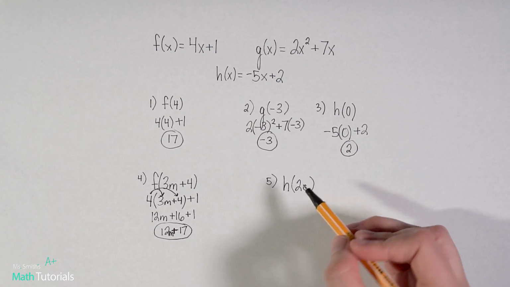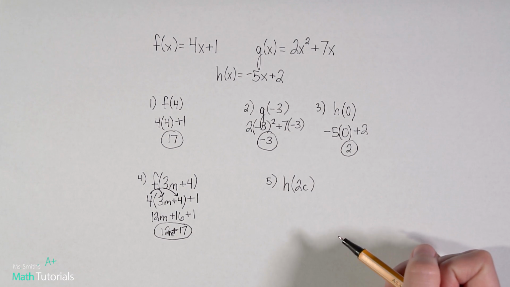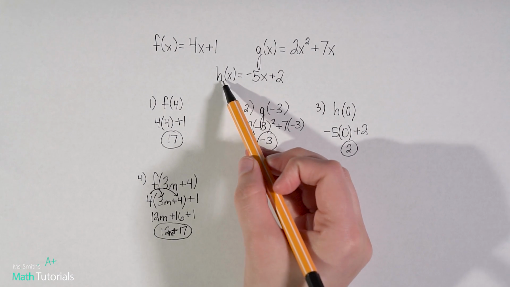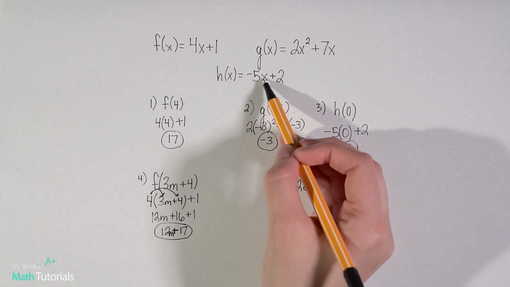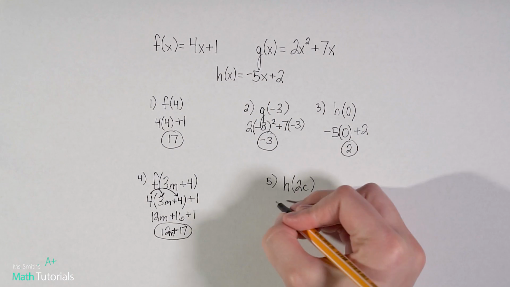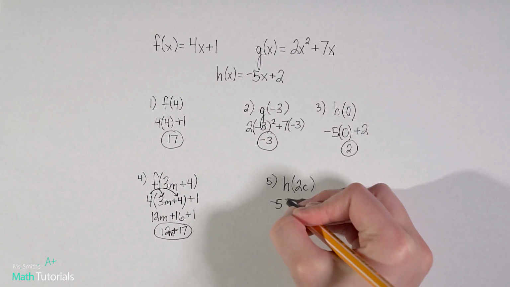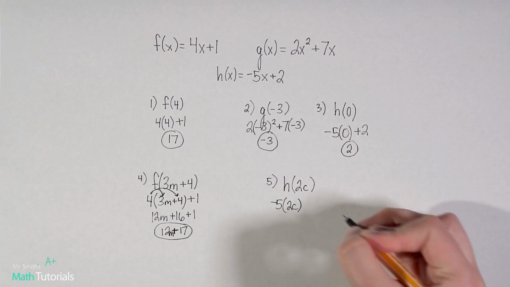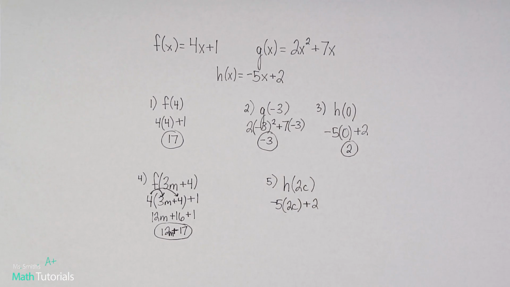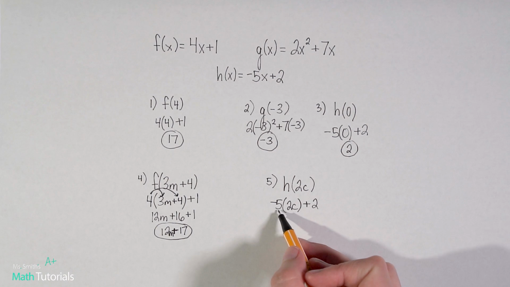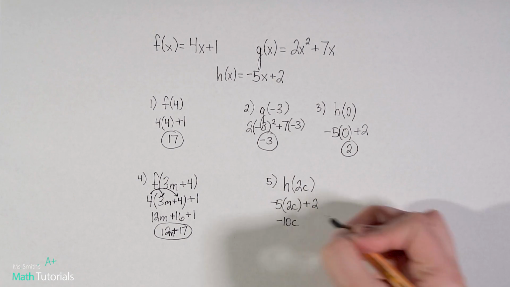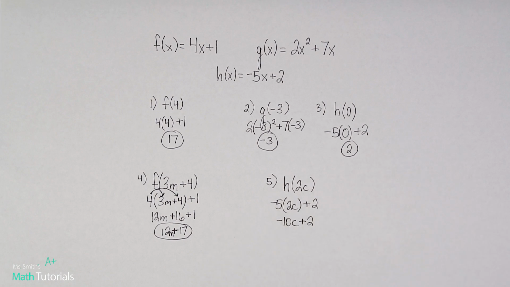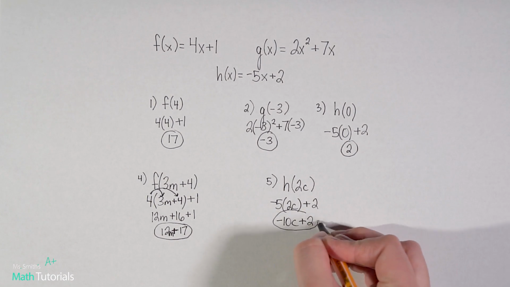All right, number 5, h of 2c. So I'm going to be using my h equation, and I see what's in place of x, 2c. So everywhere I see an x, that's what I'm going to write. So negative 5 times x, but now it's 2c, plus 2. All right, so same thing as here, I need to multiply this. Negative 5 times 2c would be negative 10c. Bring down my plus 2. There's no other like terms here to combine, so that's my final answer.